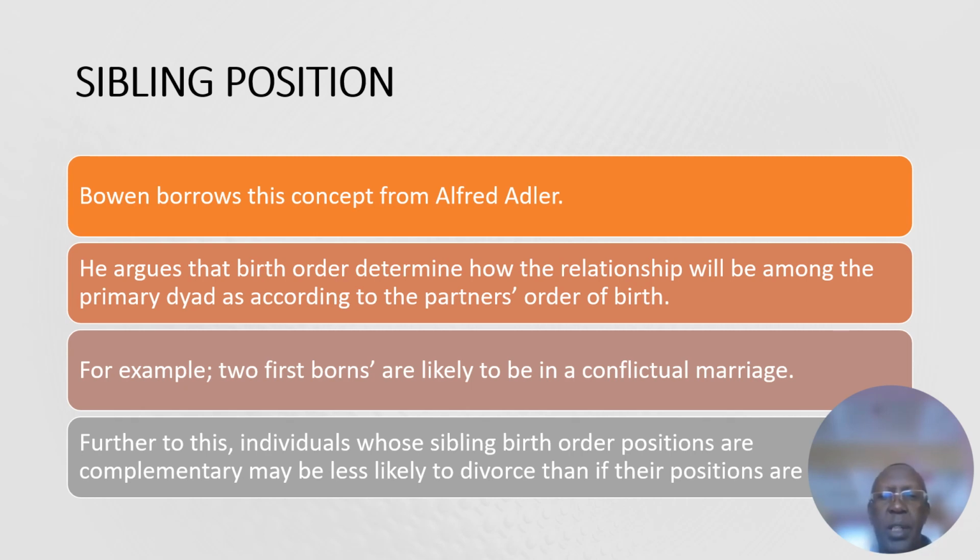So in a marriage, now who submits to the other? Further to this, individuals whose birth order possessions are complementary may be less likely to divorce than if their possessions are vice versa. And what we are saying here, a firstborn marrying maybe a fourthborn may end up well. But a lastborn getting married to a lastborn could be an issue. A firstborn getting married to a firstborn could be an issue.